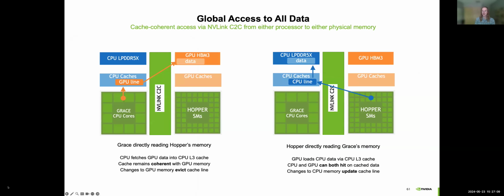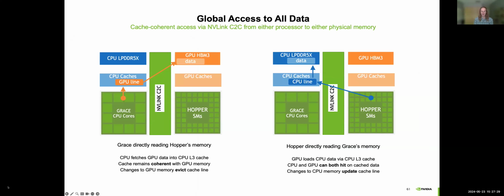Now, because of this very low-level coherency that we have between the two systems, you might wonder, how does caching work? If I have, for example, threads on the CPU side and the GPU side, and they're accessing the same data, what actually happens? So this is a summary of the cache coherency from either side.